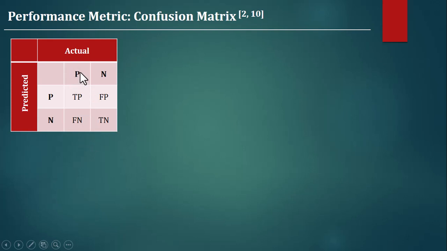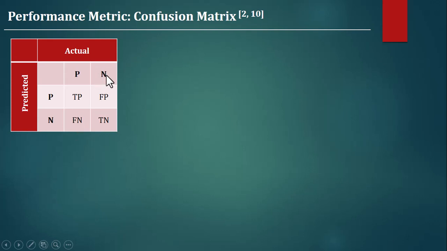If our actual sample is positive and if it is predicted as positive, then that case is called true positive. If our actual sample is positive, but if it is predicted as negative, then it is called false negative, because it was positive originally but misclassified as negative by the model, and that's why we call it a false negative.